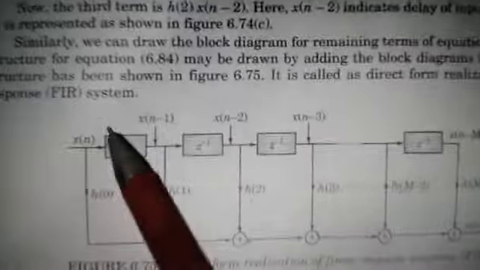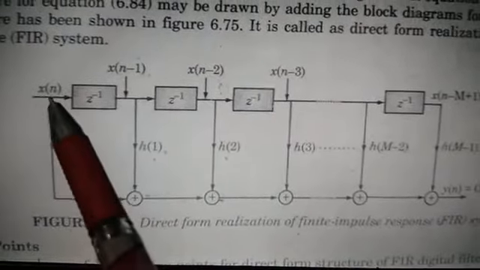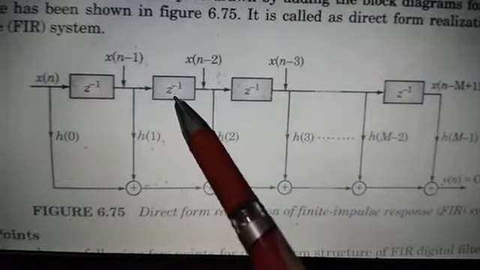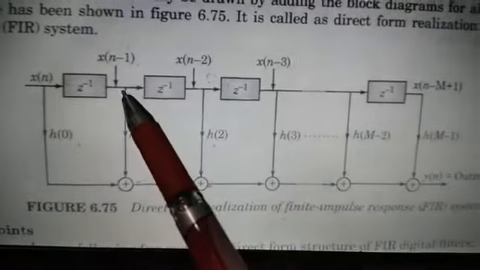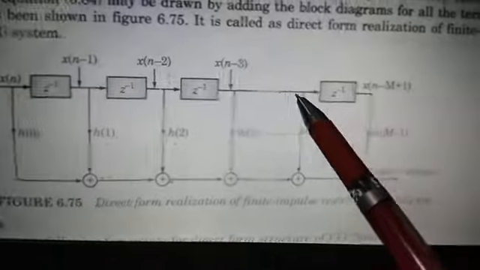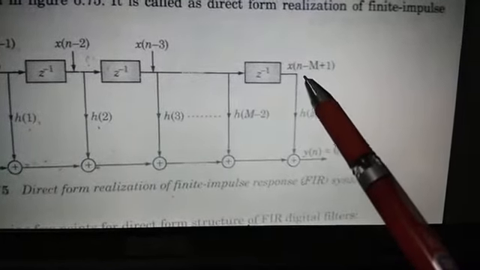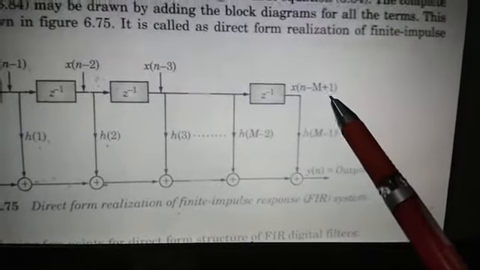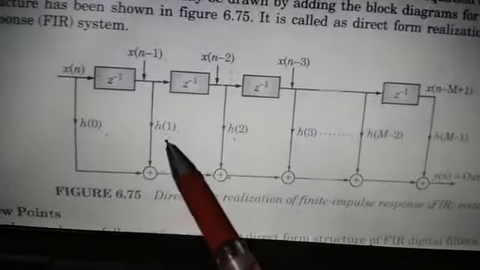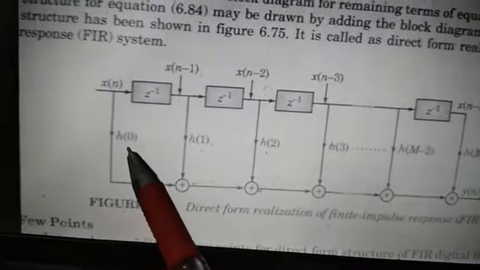So in our previous equation, that is the expanded equation, we can have here the x of n, first z inverse, first delay, second delay, third delay. Here you will get x of n minus 1, here you will get x of n minus 2, here you will get x of n minus 3, and for m samples, you will get here x of n minus m plus 1. With x of n minus 1, you have the coefficient h of 1. With x of n, you have the coefficient h of 0.